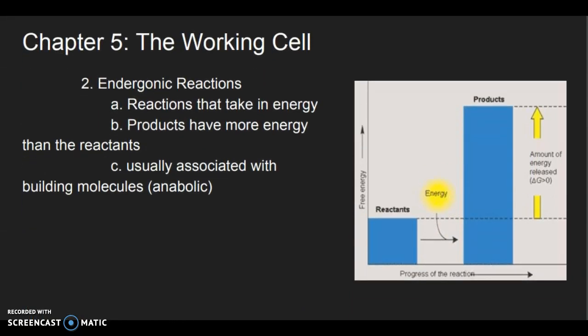Endergonic reactions are essentially the opposite of exergonic reactions because these reactions take in energy. So if we take a look at this diagram here, we can see that the reactants have less energy than the products because in order for this reaction to go through, energy has to be input to this system. So going back to the Lego analogy, if I had the individual parts of the Lego and I wanted to put them back together, it would be an endergonic reaction because I'm putting energy into the reactants so that I can have a more whole product. Now, this is usually associated with building molecules in anabolic reactions because you're starting small and you're working your way up to something bigger.